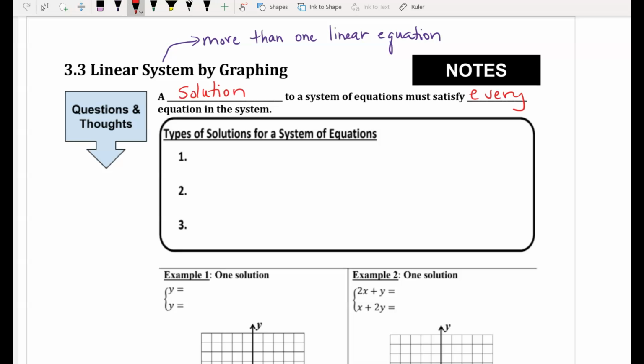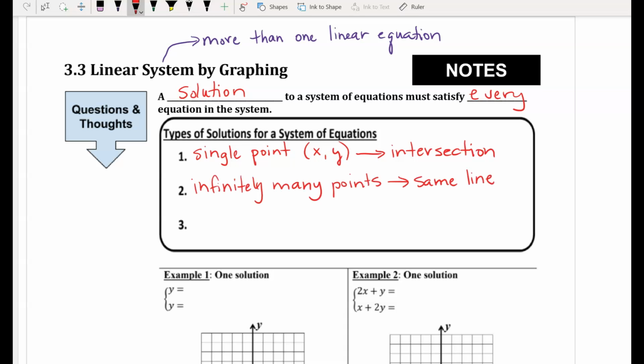There are three types of solutions that we can get when we're solving a system. The first is a single point. When we graph our equations, if the lines intersect in a single point, then that point of intersection is the solution. The next type of solution is infinitely many points.